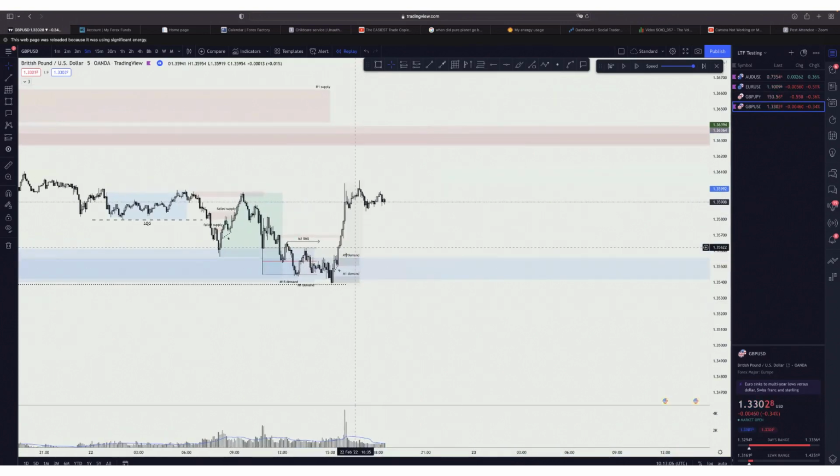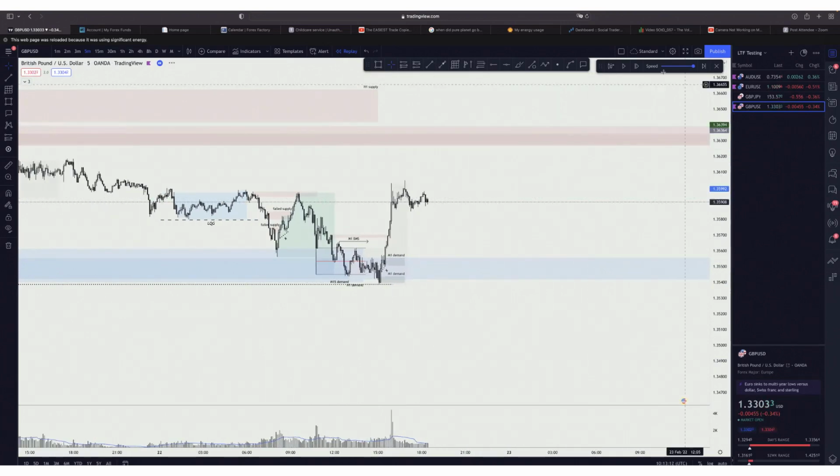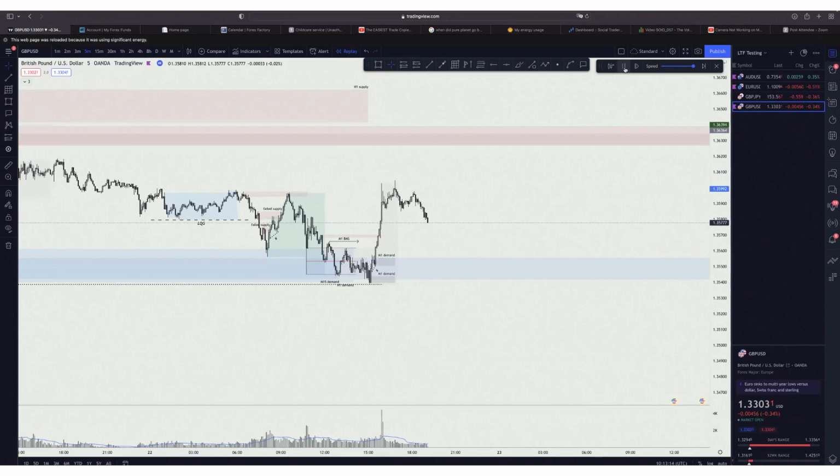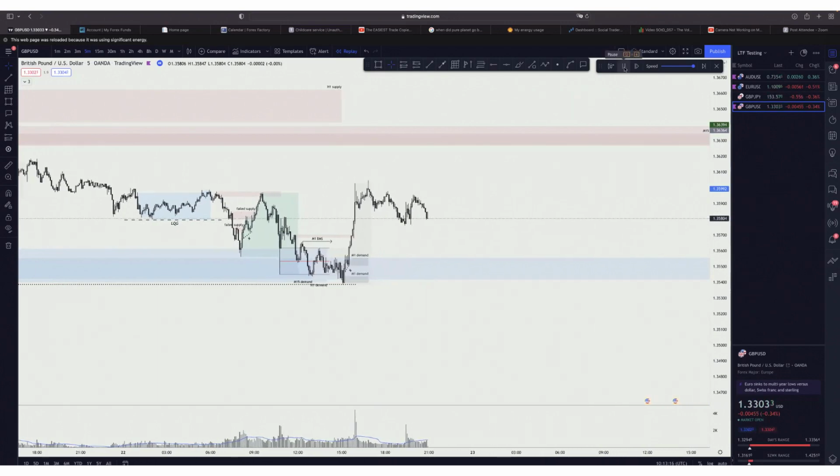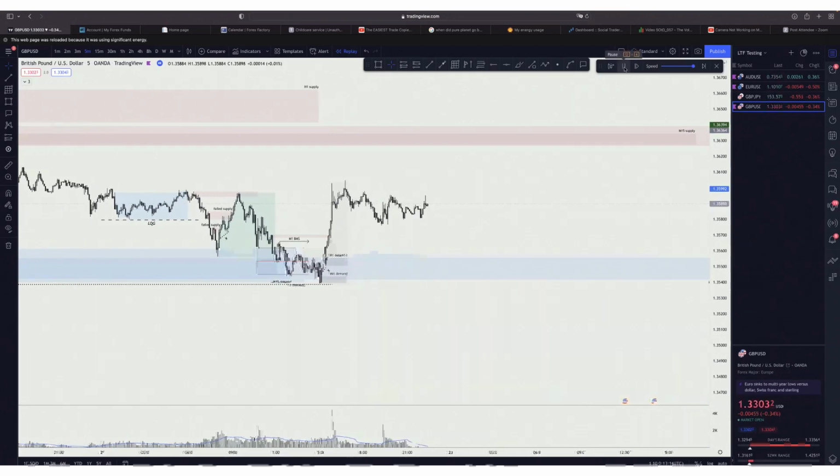Yeah, oh no, it does. So yeah, I'll just wait now. Really, it's pretty much in no man's land. So we'll see if it comes back to where I'd like to enter.